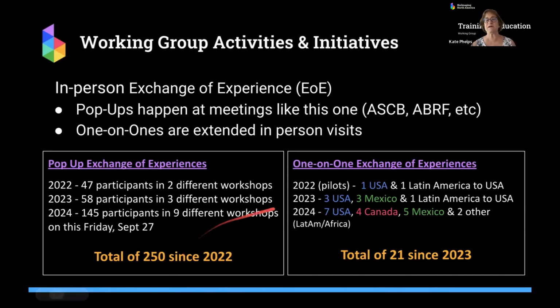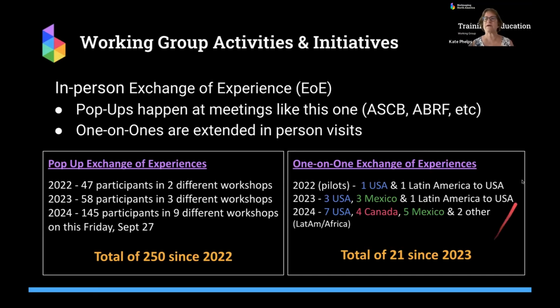And in terms of one-on-one exchange of experiences, this provides the logistical support for people to travel by themselves to a distant core facility where they want to learn something or observe something or test a piece of equipment. And up till now, we've sponsored a total of 21 of these since 2023. And the links to apply for this type of support are available on the BINA website.